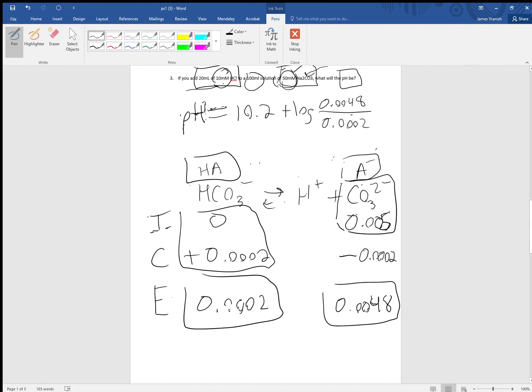So we do this math. The answer I'm getting here is pH is equal to 11.6. So that is how you do problem number 3.